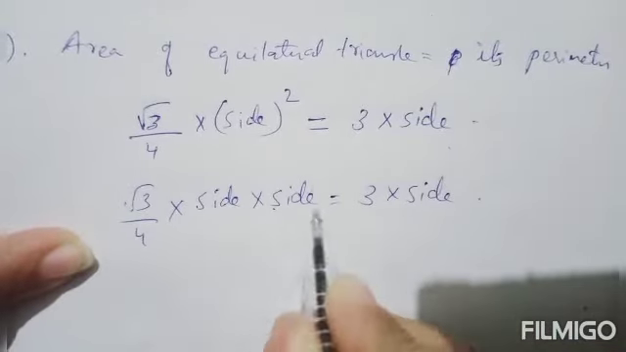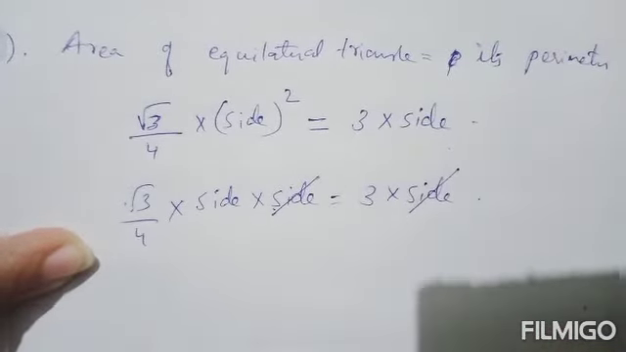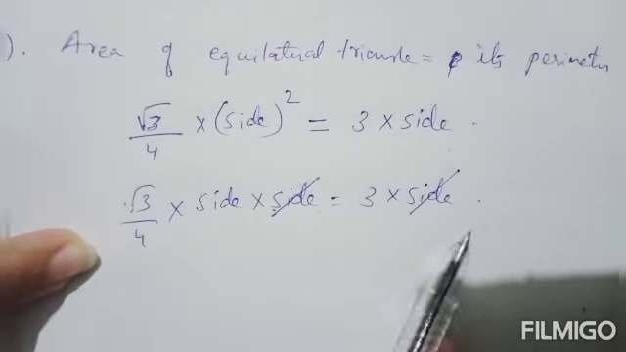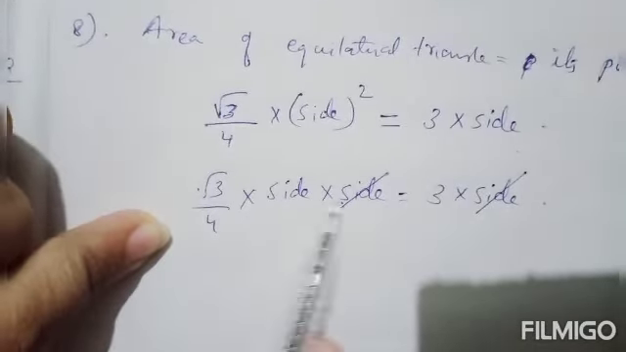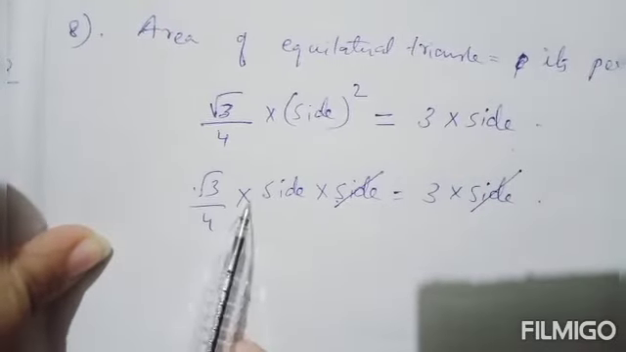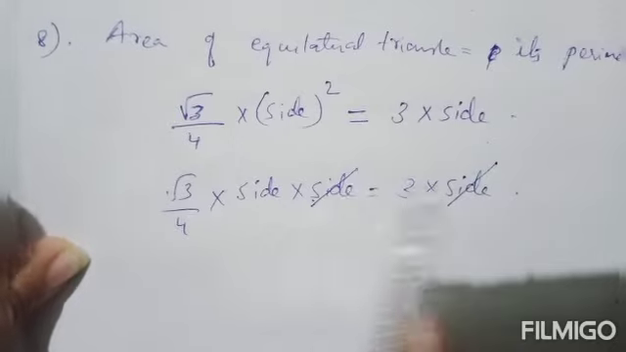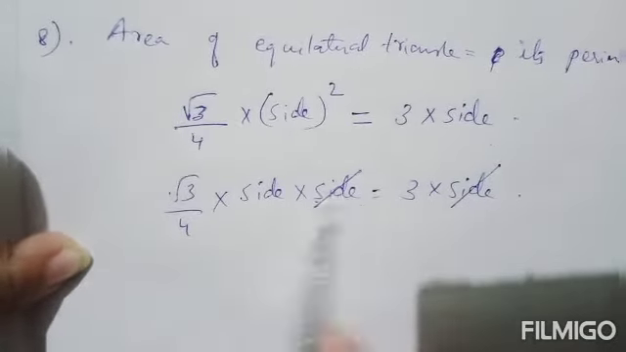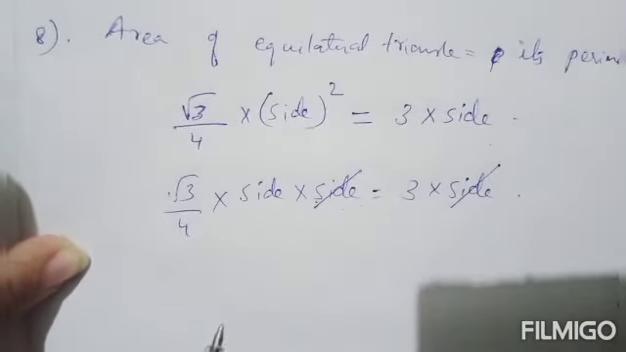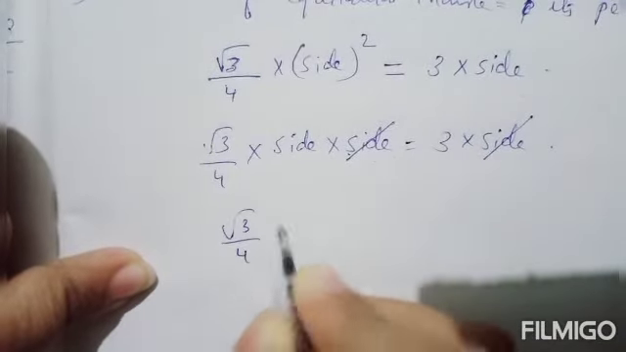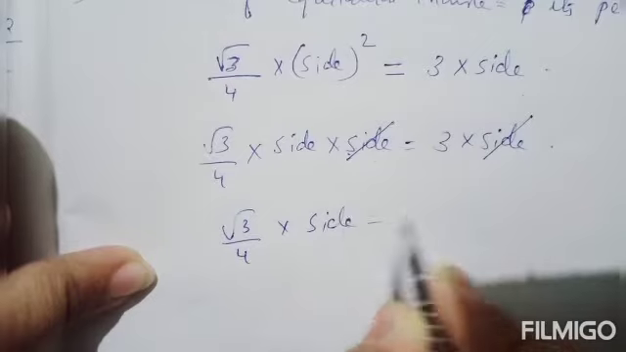So on both sides, one side you can cancel. Since it is coming on both sides, you can cancel, and here it is multiplication, root 3 by 4 into side into side. Here also only multiplication is coming. So you can cancel one side from both sides. So remaining, what you will get is root 3 by 4 into side equal to 3.